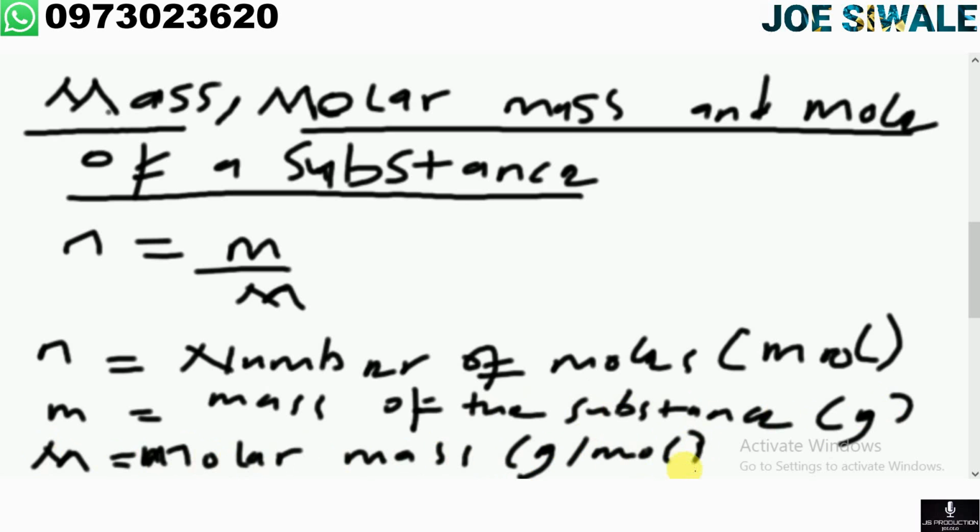So this is the equation that you use when you have been given the mass, the molar mass, and the mole of the substance. So you just say n is equal to small letter m divided by capital letter M, where small letter n is the number of moles, small letter m is the mass of the substance, and capital letter M, that's the molar mass. Let us look at the first example. In this example, I'm going to take it from my book.